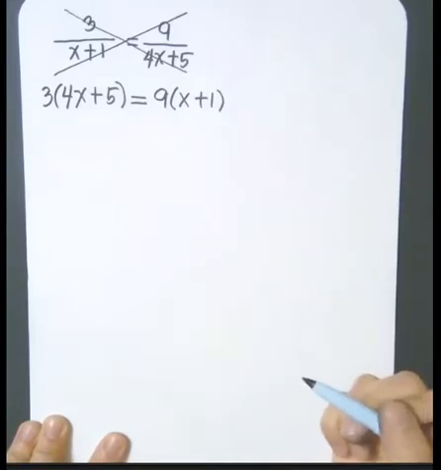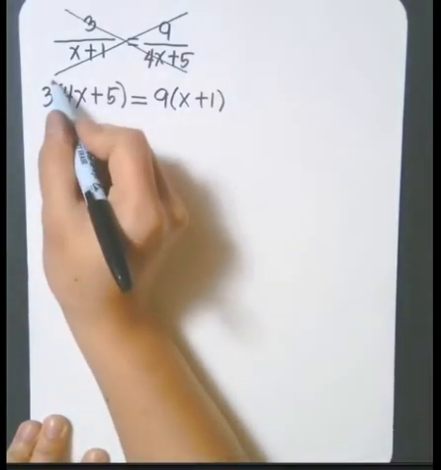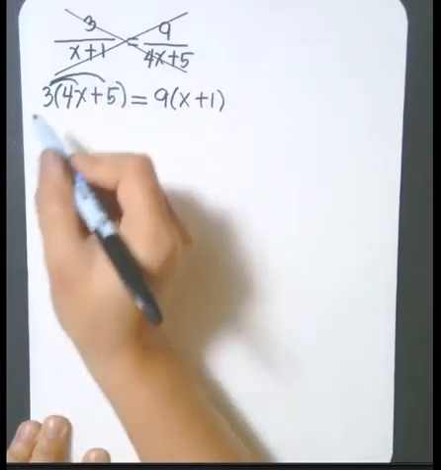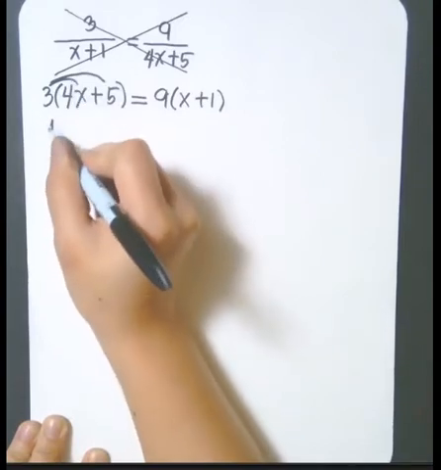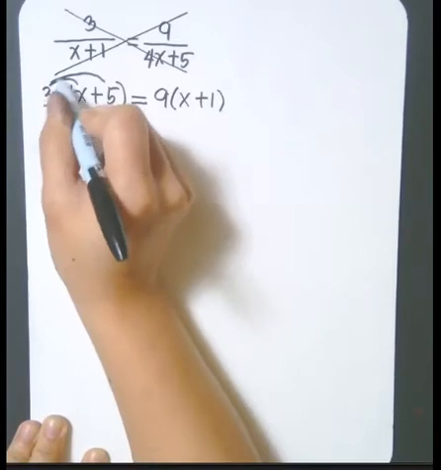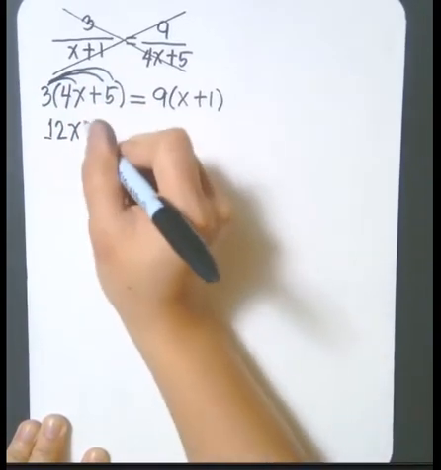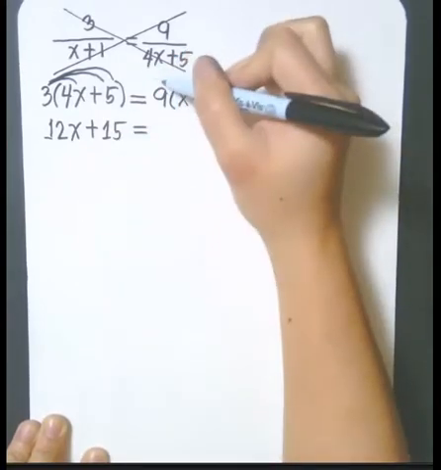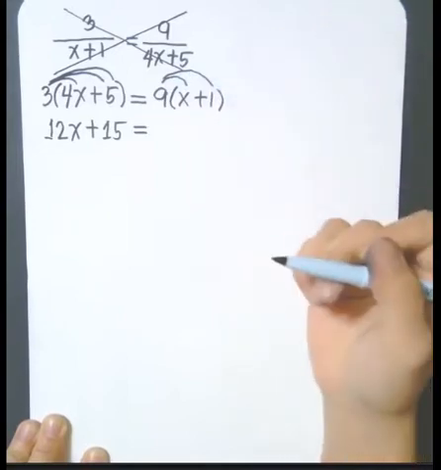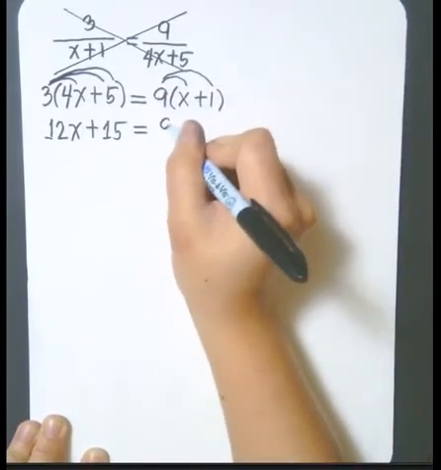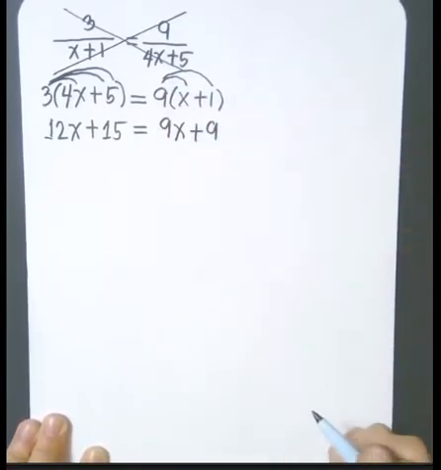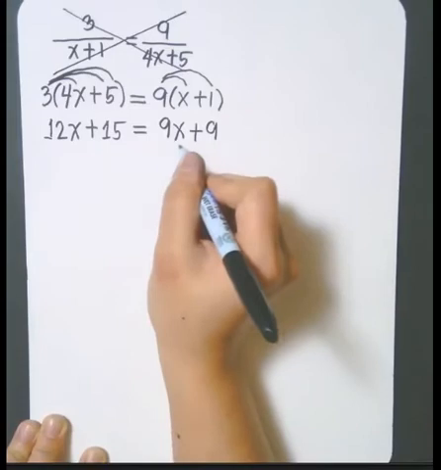Third step, we simplify. To simplify this, we need to apply the distributive property of multiplication. 3 times 4x is equal to 12x, and 3 times positive 5 is equal to positive 15. Equals. We do the same with the other side of the equation. Apply your distributive property of multiplication here. 9 times x is 9x. 9 times positive 1 is positive 9. And then we solve for our solution or the value of x.